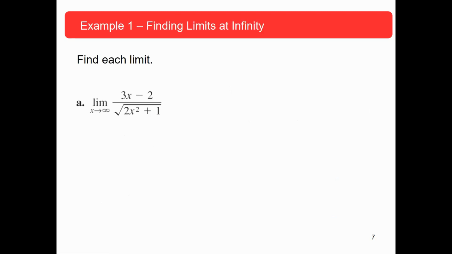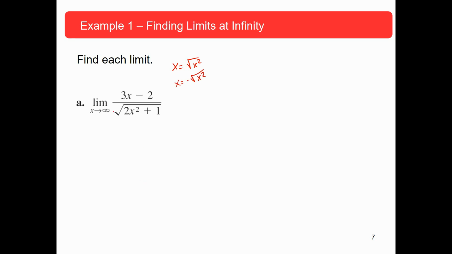3x minus 2 divided by the square root of 2x squared plus 1. So the highest power is x to the first, so I need to divide everything by x. But I know that x is equal to the square root of x squared. We have to write it in radical notation. And since the square root is positive or negative, and this only means the positive version, we also need to do negative square root of x squared.